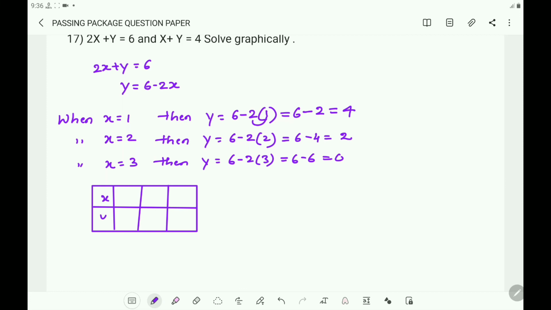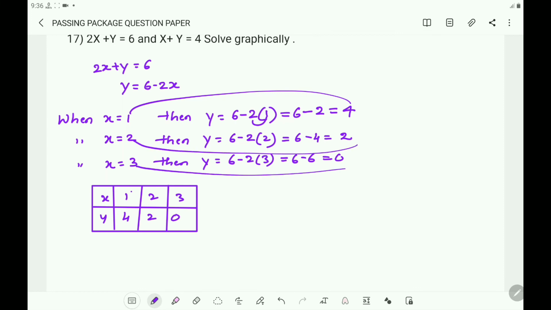And you write x, y values. X values are 1, 2, 3. So you write 1, 2, 3, and corresponding values of y are 4, 2, 0. Here 1, 4, 2, 2, 3, 0.